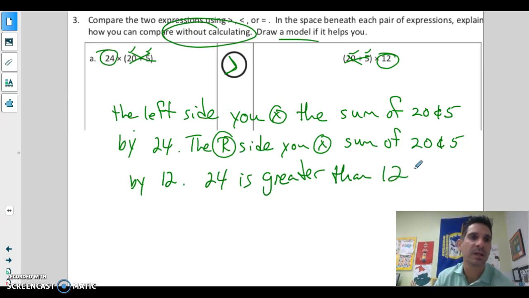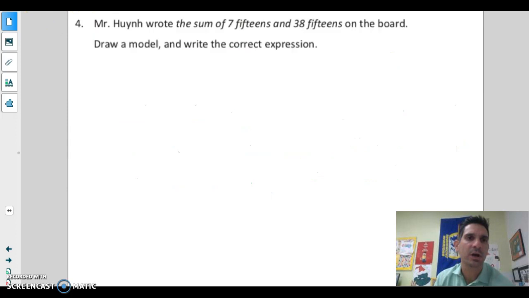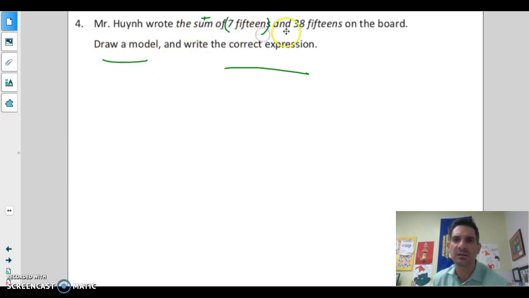Okay, last one, last page. Mr. Hume wrote the sum of 7 15s and 38 15s on the board. Draw a model and write the expression. So there's two parts. The sum of 7 15s and 38 15s.